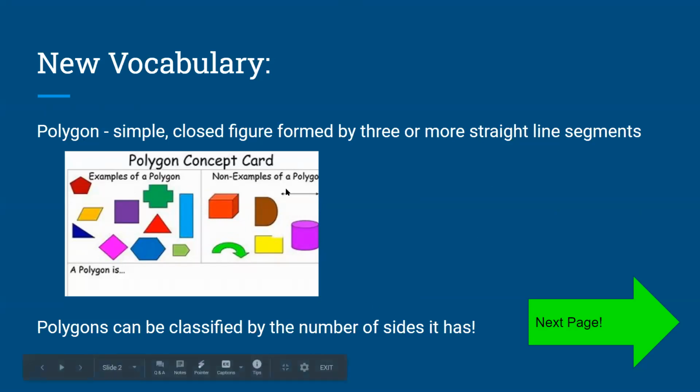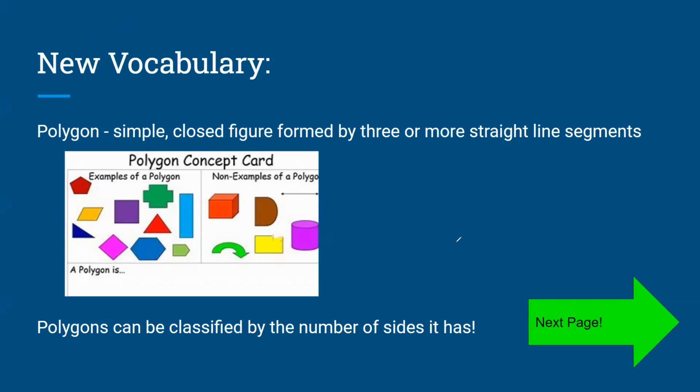And then the non-examples of polygons: anything with a circle in it is not a polygon. A straight line is not a polygon. This rectangle right here that's yellow is not a polygon, because if you can see the line on it right here and right here stops, so it's not connected, so it would not be a polygon.